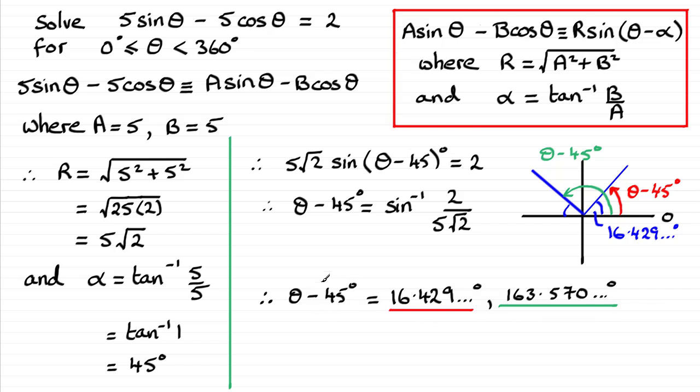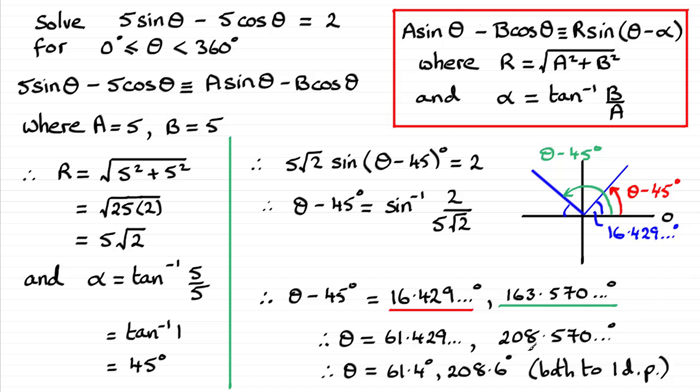So it's just a question of adding 45 degrees to both of these answers. If you do that, you'll get these 2 results here. And then I just need to round these up to 1 decimal place. If you do that, you end up with our two answers, theta being 61.4 degrees and 208.6 degrees, both to one decimal place.